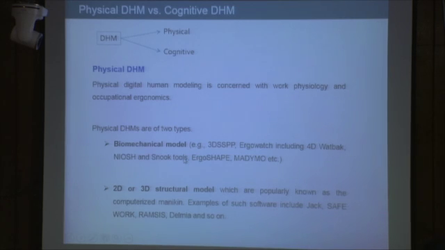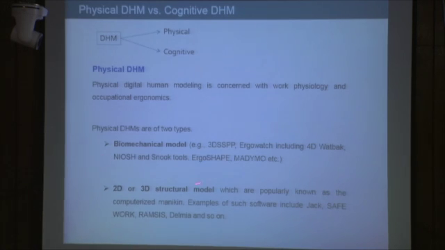For biomechanical models, various softwares are there, for example 3DSSPP, ErgoWatch, NIOSH and Snook tools. So all these come under biomechanical model. And under 2-dimensional or 3-dimensional structural model, we discuss various 2-dimensional or 3-dimensional representations of the human body form. Examples of such softwares are JACK, SAMMIE, RAMSIS, SafeWork, Delmia and so many others.